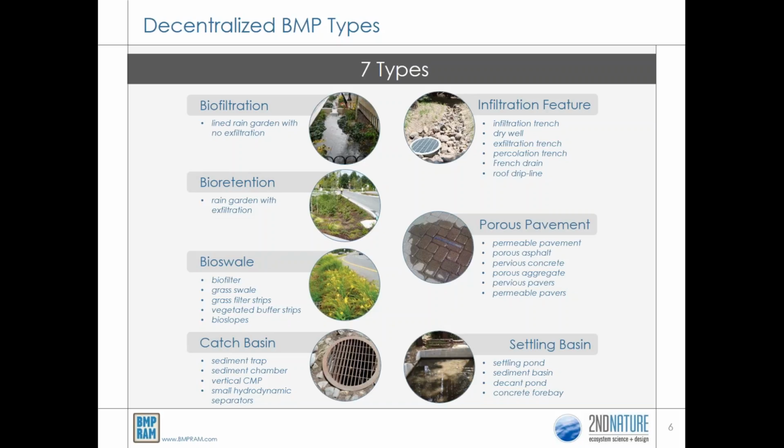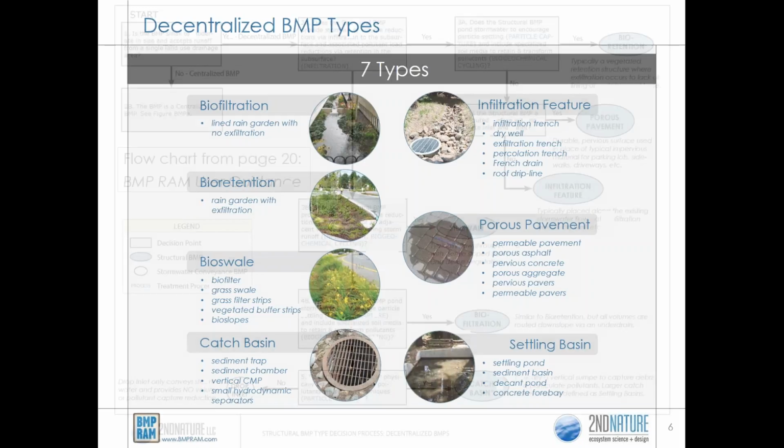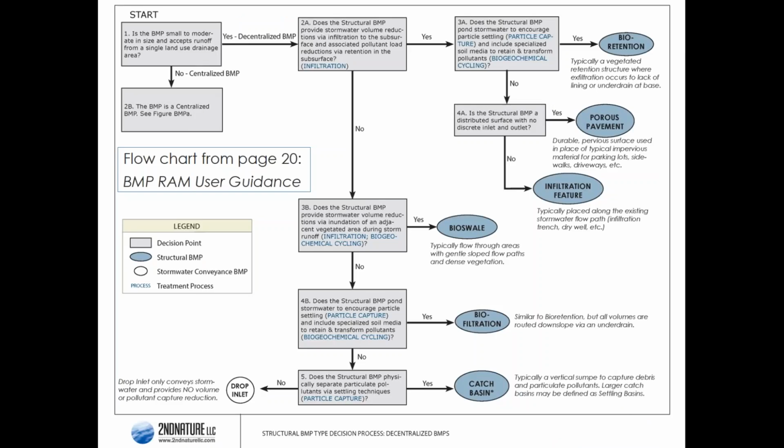We use the flowchart on page 20 of the user guidance to walk you through the key decision points when determining your decentralized BMP type. The first question that we have to ask when categorizing a BMP is if it is small to moderate in size and/or if it generally accepts runoff from a single land use drainage area.